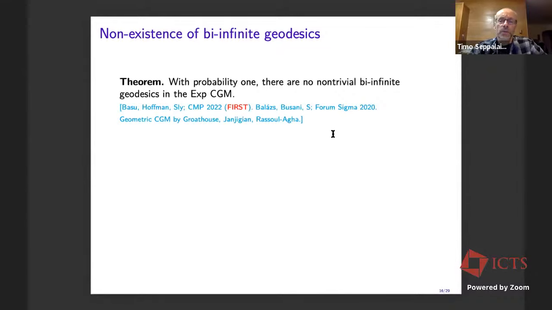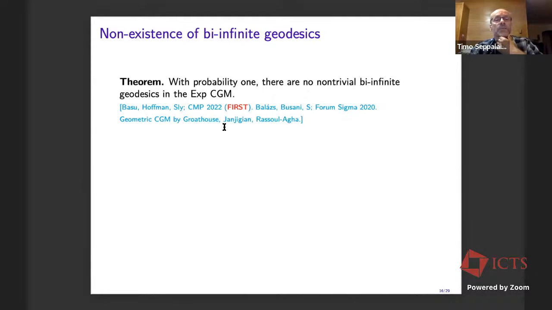You have to throw in the word non-trivial because, again, those bi-infinite lines, those horizontal and vertical lines, are bi-infinite geodesics. So this was first proved by Riddhi and Hoffman and Sly. And then 10 months later, Marci Balas, Ofer Busani, and I proved it. Again, a key point in our proof was the joint Busemann distribution.